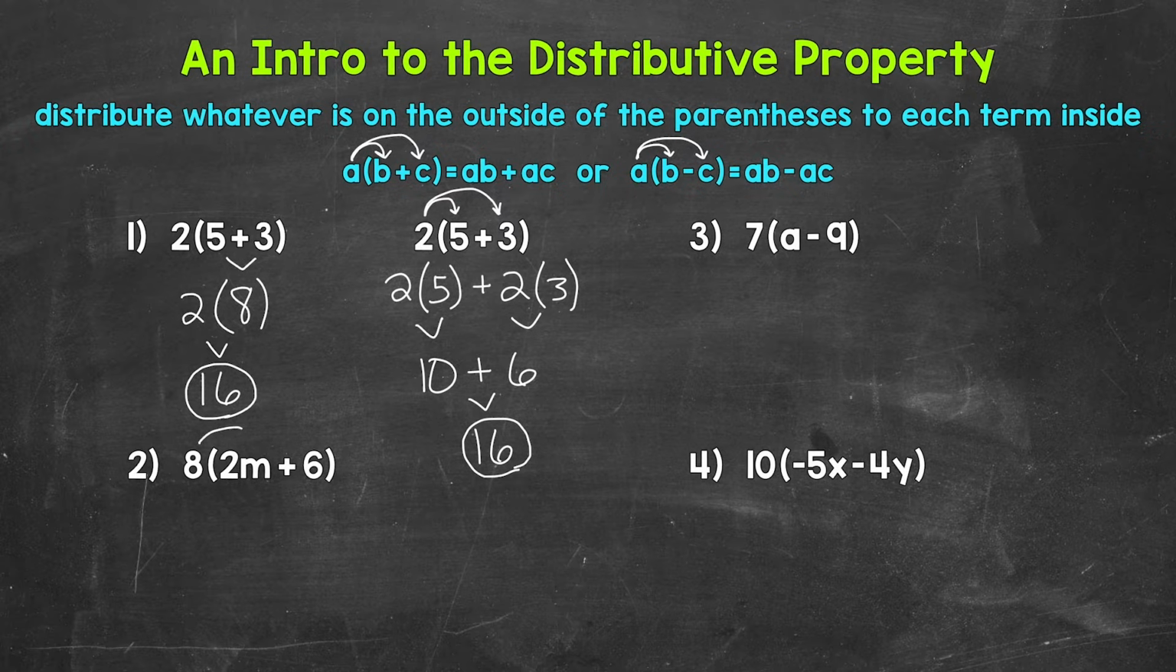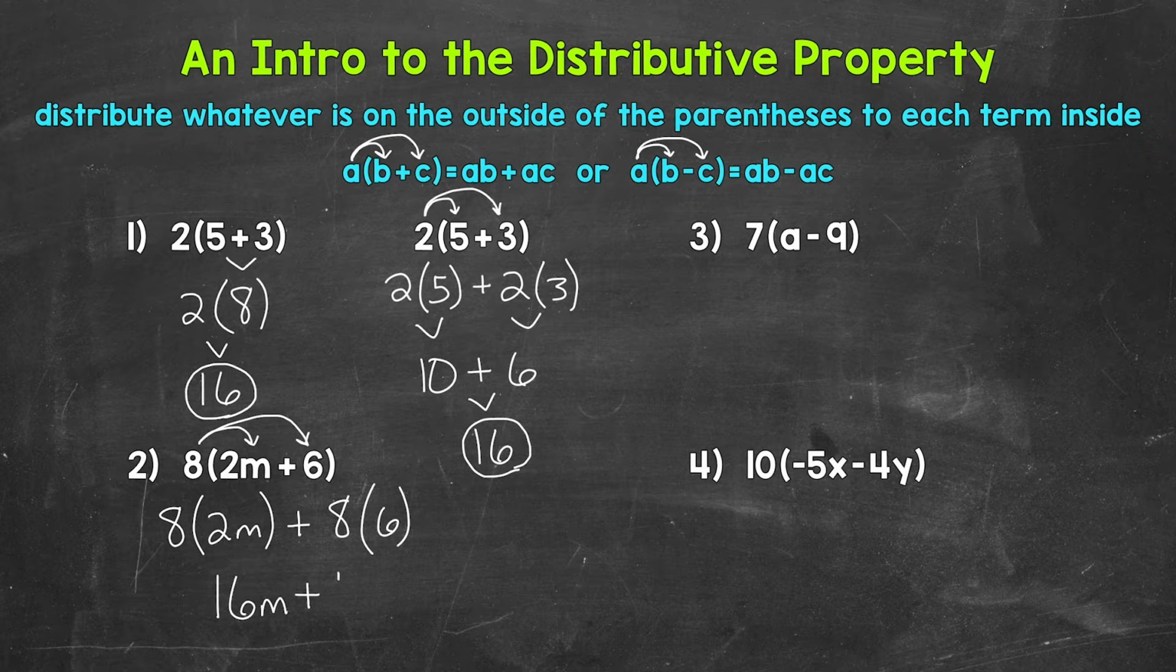So let's distribute the 8 to the 2m and to the 6. This gives us 8 times 2m plus 8 times 6. 8 times 2m is 16m plus 8 times 6 is 48. Now 16m and 48 are unlike terms, so we don't have any terms that we can combine. So we are done here. 16m plus 48 is our simplified expression.